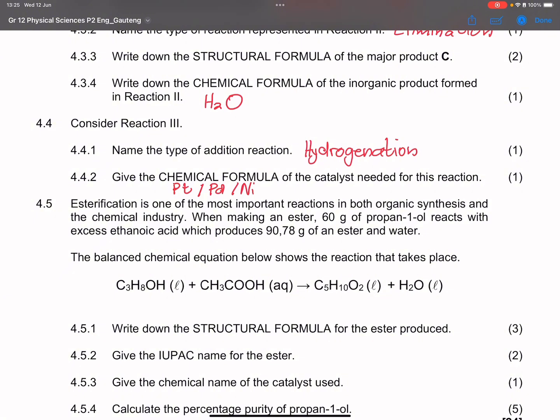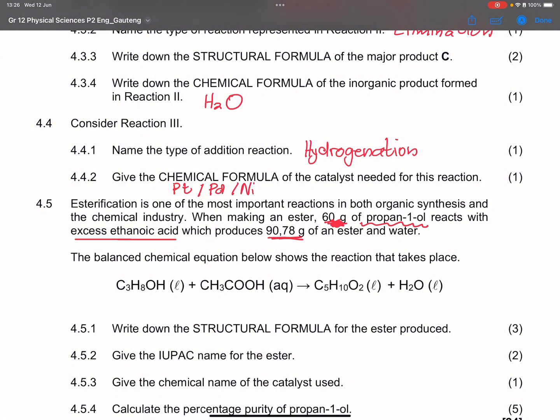All right, now the next question, they say esterification is one of the most important reactions in both organic synthesis and the chemical industry. They say when making an ester, 60 grams of propan-1-ol reacts with excess ethanoic acid. So in this case, note that the ethanoic acid is in excess, meaning that the propan-1-ol would be the limiting reagent, right? So it would dictate or determine how much of the product is produced. And they say it produces 90.78 grams of an ester and water. Now they say the balanced chemical equation below shows the reaction that takes place.